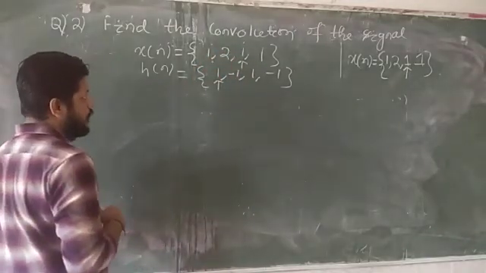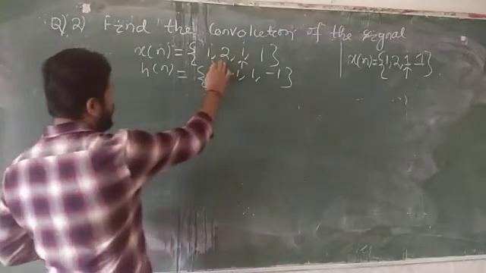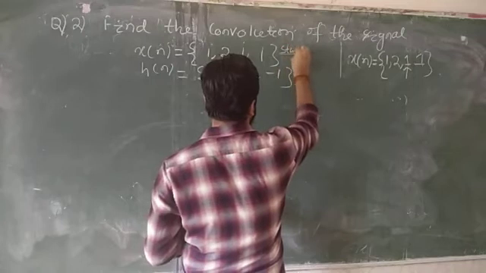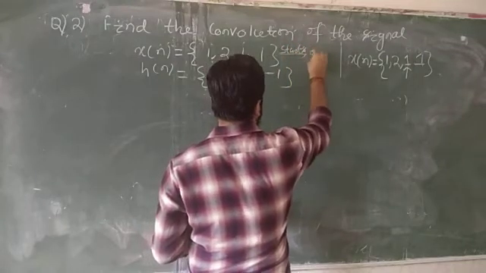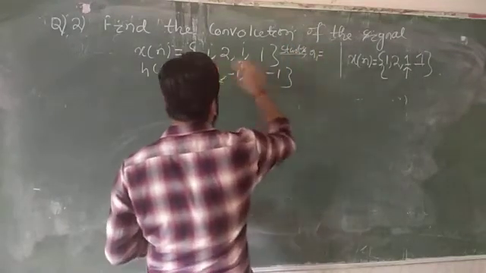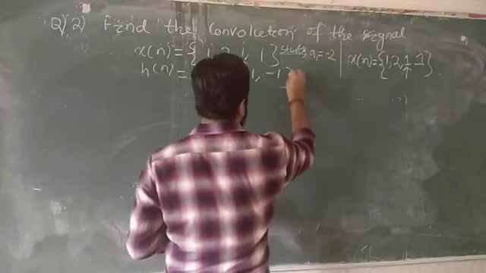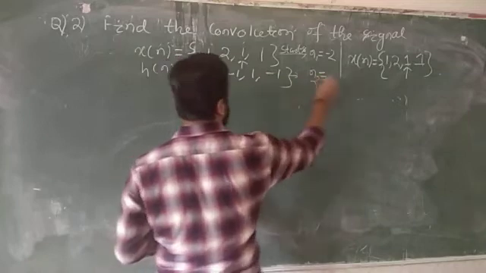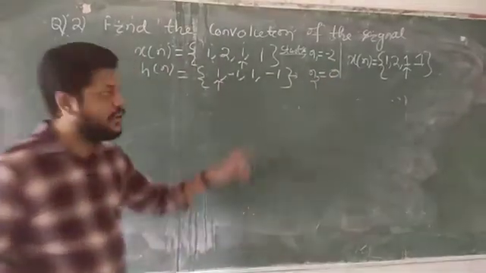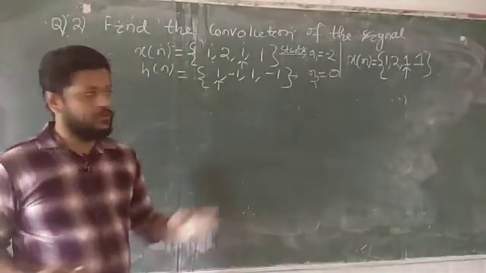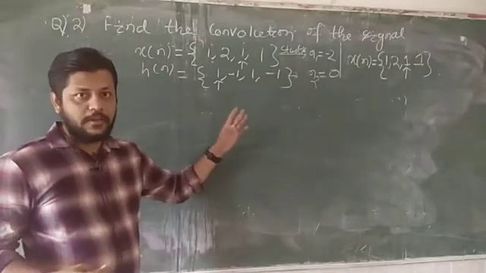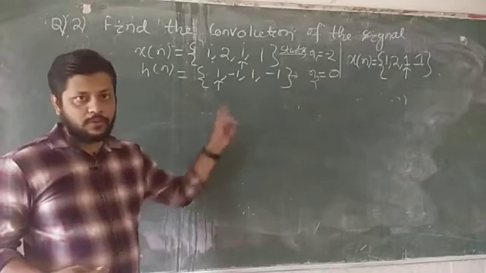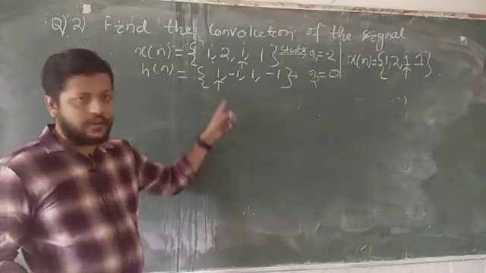Second thing you have to observe here is the starting point. This xn starts at n1, suppose n1 is equal to minus 2. This hn starts at n2, which is nothing but 0. So yn starts at minus 2 plus 0, that is minus 2. No need to write this in the exam directly; you form the table, put the arrow mark, and calculate it.